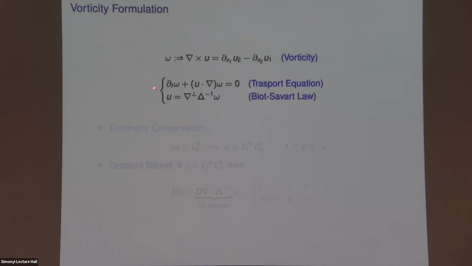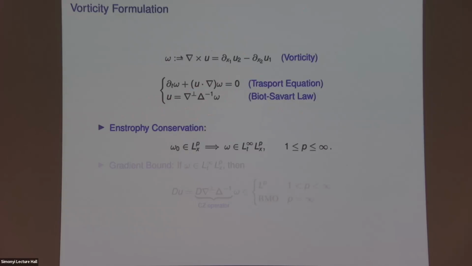So they have the structure of a transport equation where omega is the vorticity, u is the velocity field, and this relation, which is called the Biot-Savart law, is nothing but the relation connecting the vector field and the vorticity. This is a very nice operator of order -1, which inverts the curl operator. Now let's make a few very basic observations.